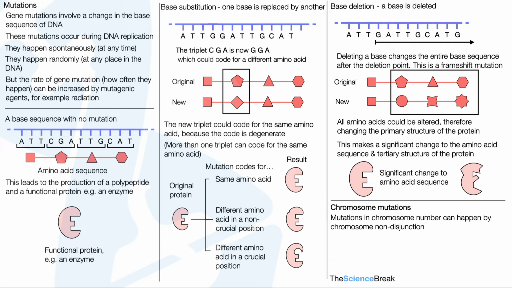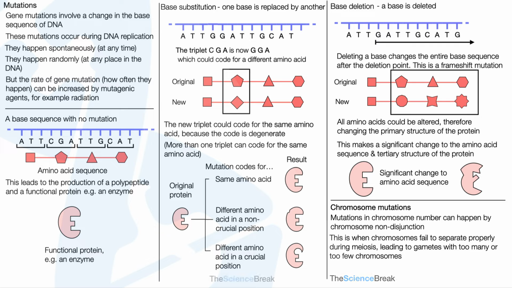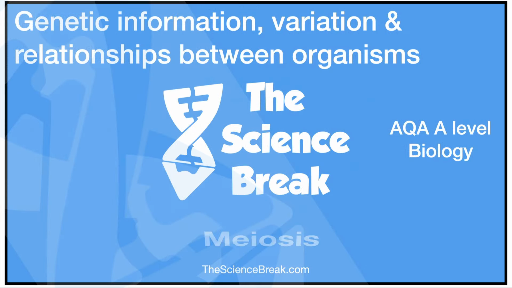We also have chromosome mutations. Mutations in chromosome number can happen by chromosome non-disjunction. This is when chromosomes fail to separate properly during meiosis, leading to gametes with too many or too few chromosomes. An example is Down syndrome, where one gamete has an extra chromosome. So that's an overview of mutations and their effects. Next, we take a look at meiosis.